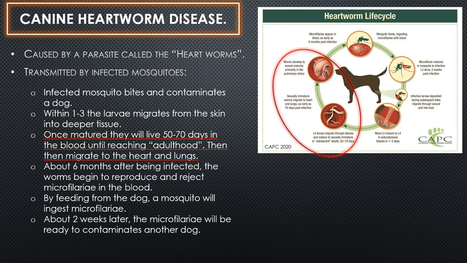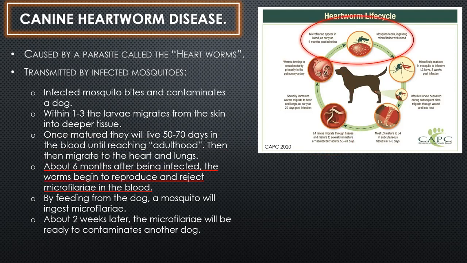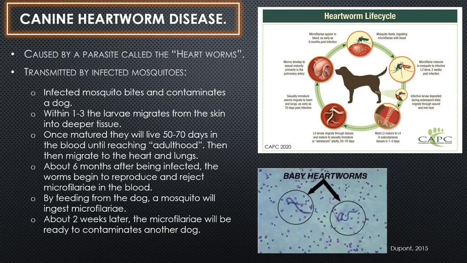After 50 to 70 days in the bloodstream, they're going to reach adulthood, and they're going to migrate toward the heart and the lungs. About 6 months after the mosquito bite, the heartworm is going to begin to reproduce and to reject microfilaria back into the bloodstream. If a mosquito bites the patient during this period, it's going to ingest some microfilaria as well. After 2 weeks of gestating in the mosquito, this larva is going to be ready to infect another patient. And this is the life cycle of the heartworm.